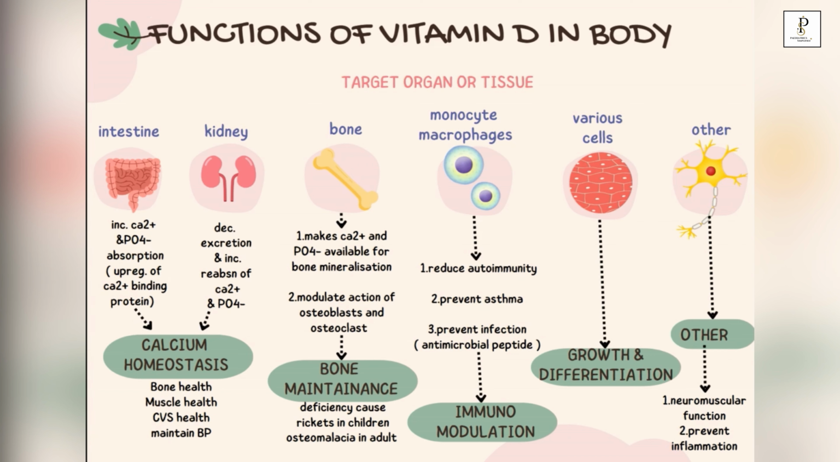In case of deficiency of vitamin D, children will suffer from a bone deformity disease called rickets. And if vitamin D deficiency occurs in adults, it causes a disease called osteomalacia.